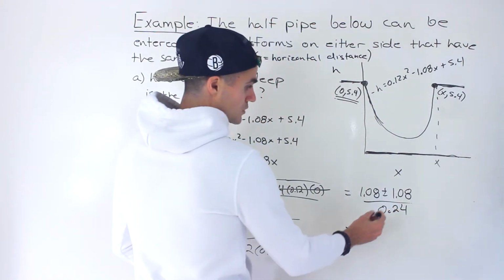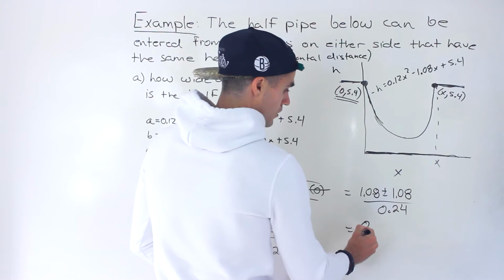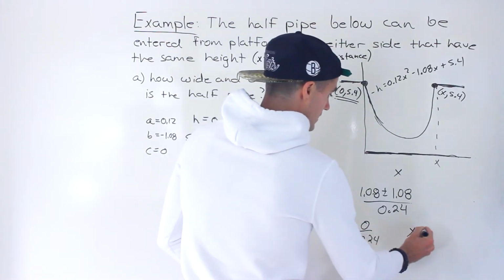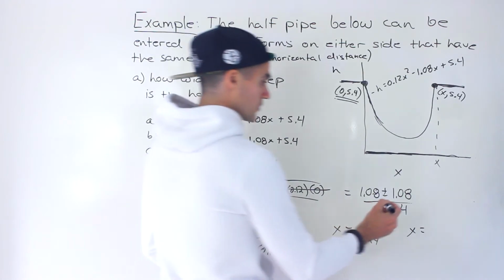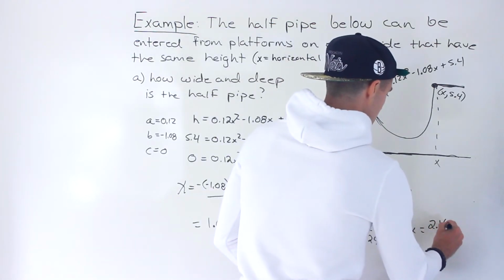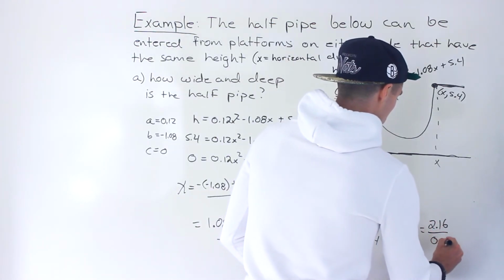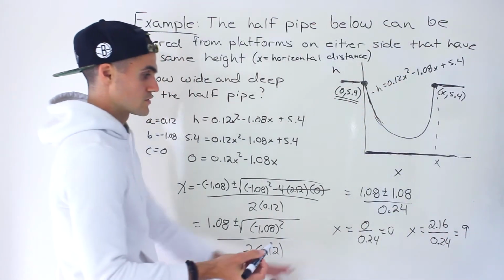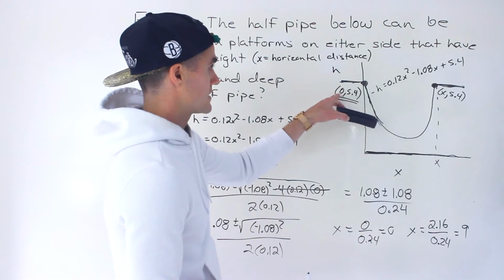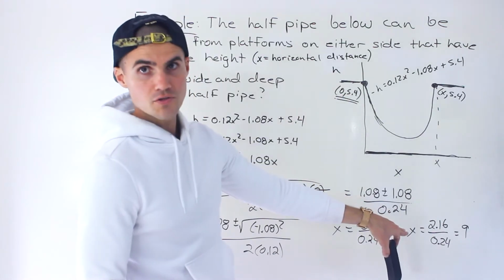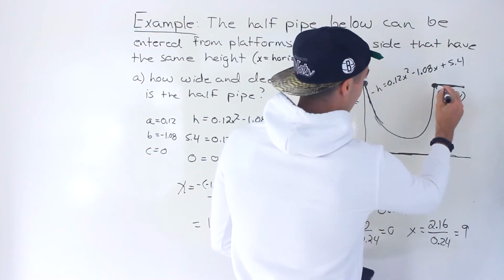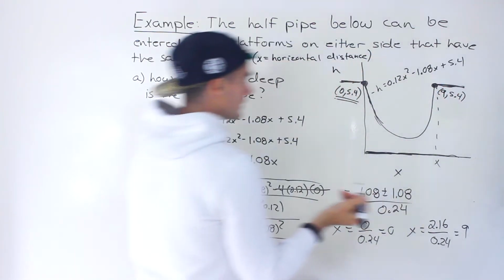And so notice one of the solutions is going to be 0 over 0.24. And the other one is going to be 1.08 plus 1.08, which would be 2.16, over 0.24. And this is going to give us 9. This is going to give us 0. So we got 0 as expected over here, but then we also got that other x value over here, and it is 9, like that.